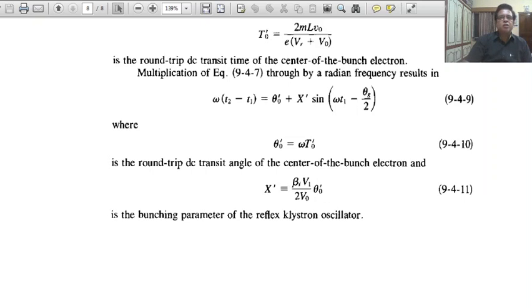So we understand about the velocity modulation in the reflex klystron here. So you go through both articles, the earlier lecture and this lecture, sincerely to understand the concept of the reflex klystron.